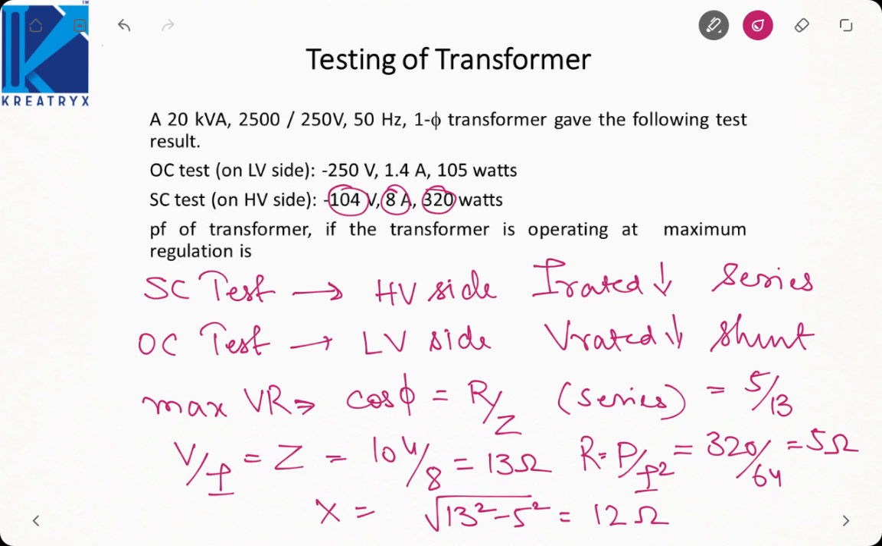Okay. If it were asking us about the no load losses, core losses, then we would have gone for the open circuit test. So remember, the open circuit test tells about the core losses, whereas the short circuit test tells about the copper loss. Is it fine?